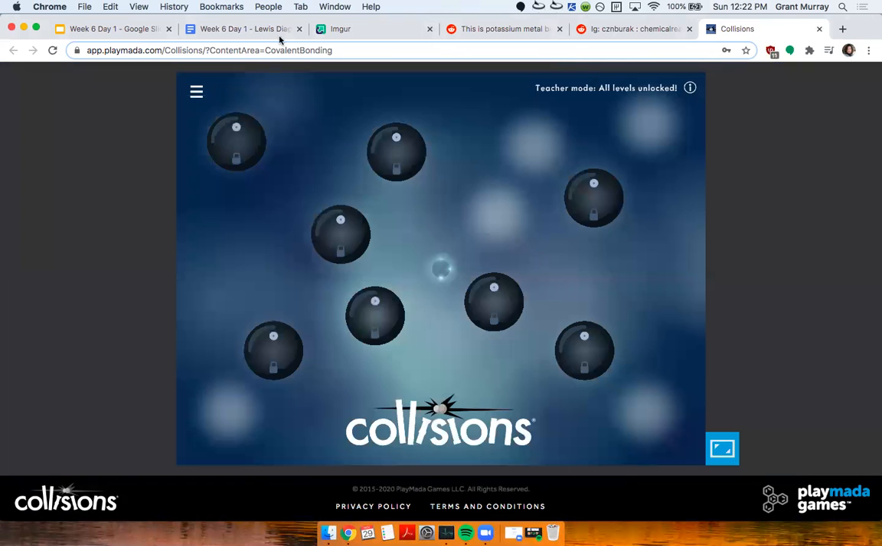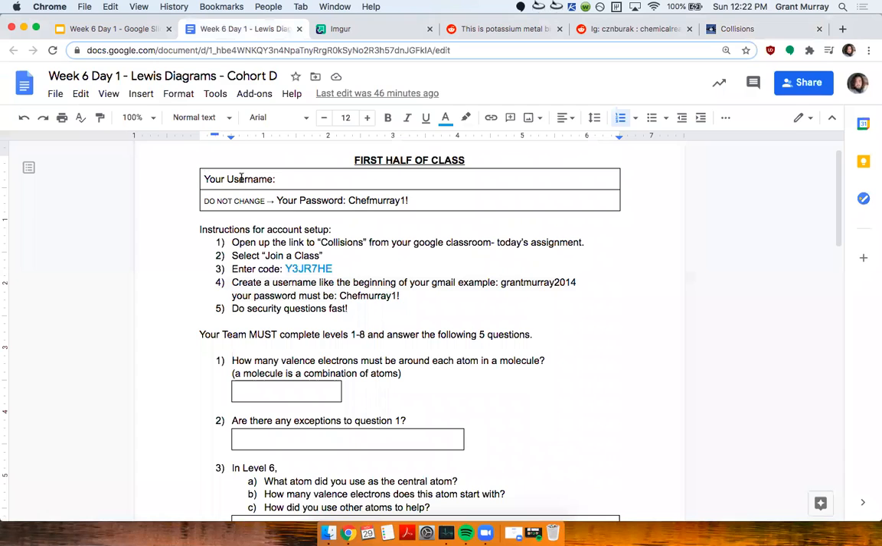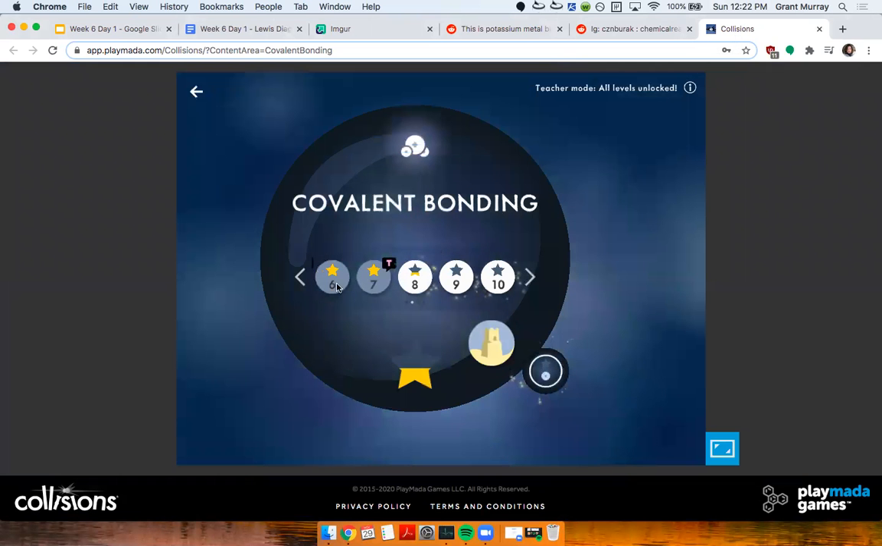If it doesn't, that is why I have a spot for you to write down your username, and I'm telling you what to make your password. Make your password exactly this, Chef Murray, 1 exclamation point. That way, if you're ever like, Murray, I forgot my password, then I'd be like, yo, I know exactly what it is.